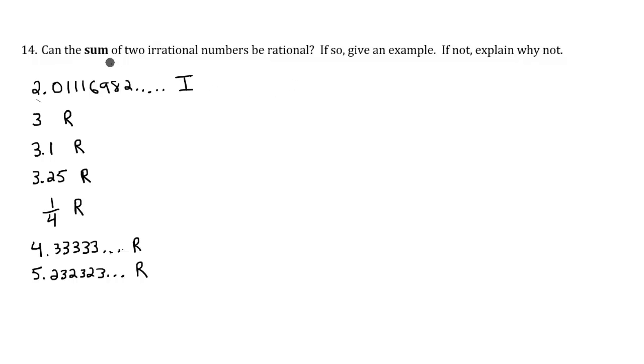Number 14 is asking, can the sum of 2 irrational numbers be rational? If so, give an explanation. Or, well, an example. So let's say one irrational number is going to be the square root of 3, and I want to add that to the square root of 2, right? Well, technically, my two irrational numbers here cannot be added together because I don't have the same number underneath the radical. So I'm stuck there.